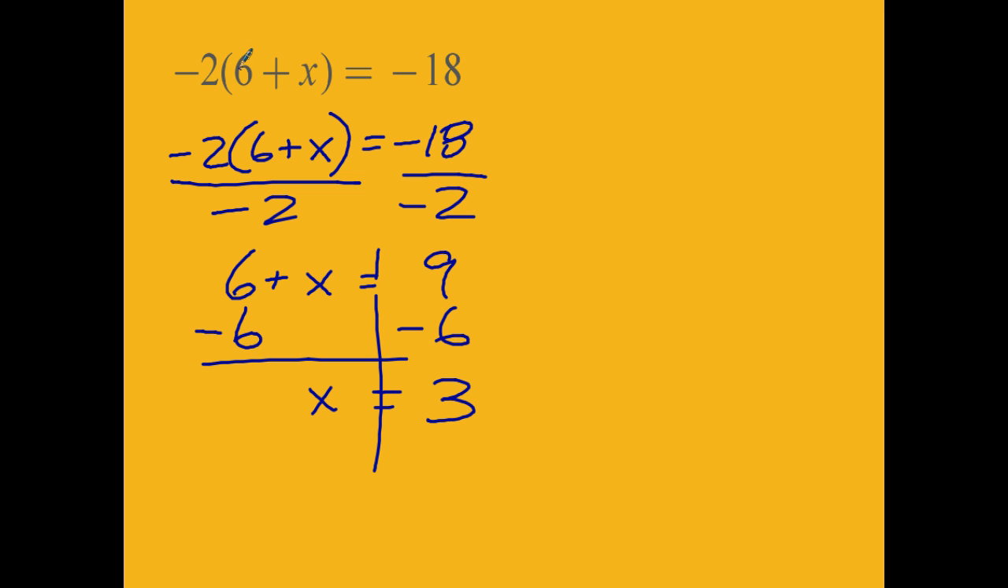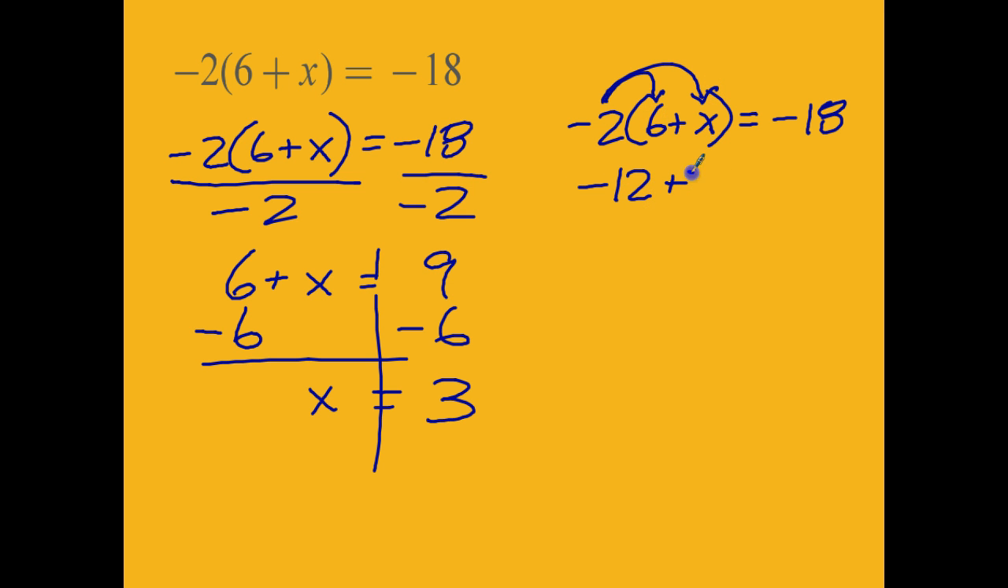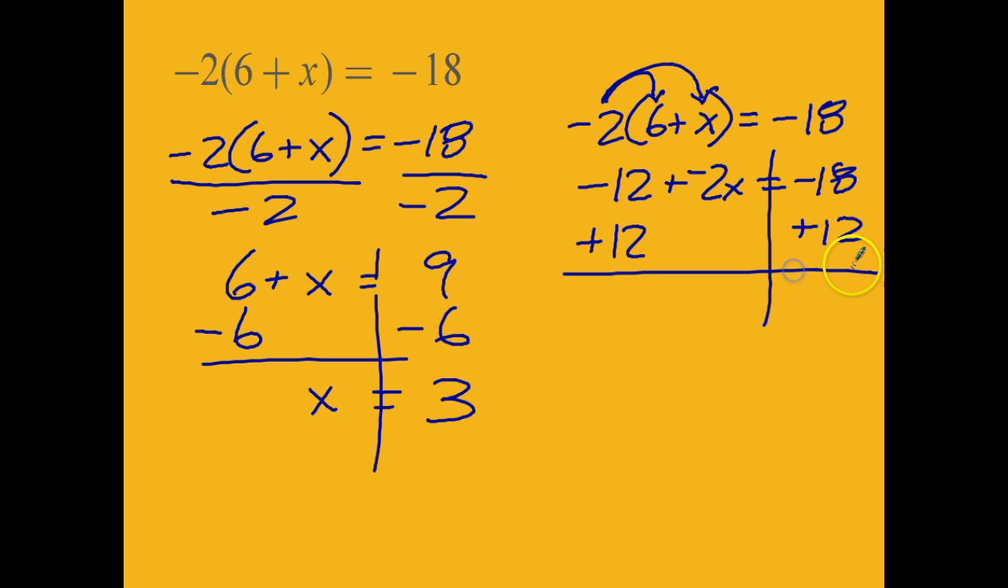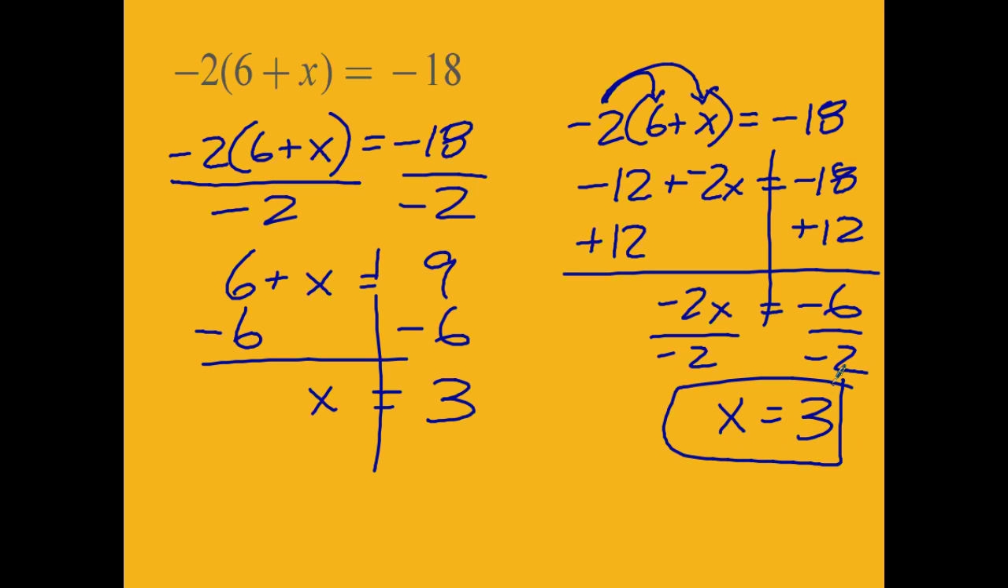So that works. Now the other option is we use the distributive property. So we do negative 2 times (6 plus x) is equal to negative 18, and I'm going to distribute this to both. I get negative 2 times 6 is negative 12, plus negative 2 times x is negative 2x, equal to negative 18. Now I'm going to add 12 to both sides because I want to get x by itself, and I get negative 2x. Don't forget that negative, it's still in there. Negative 18 plus 12 is negative 6. Divide by negative 2 on both sides, and I get x is equal to 3, which is the same answer.